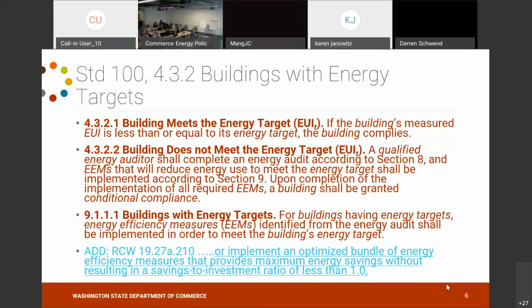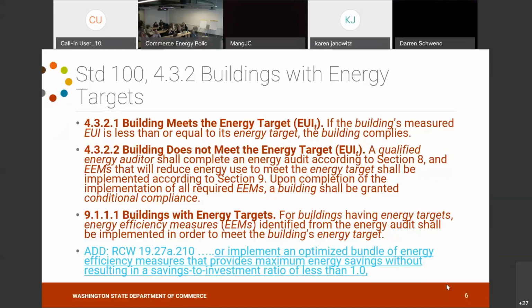This isn't all the language from Standard 100. But buildings with energy targets, if your building's target is less than what's required by the standard, then you're in compliance. So those folks don't have to worry about this section we're talking about today. Buildings that do not meet the target, and they put together an energy plan that will meet the target, we're not worried about their economic analysis so much. So you go out, your building's 15 EUI over the target, you put together a program, and you know you're going to hit the target.